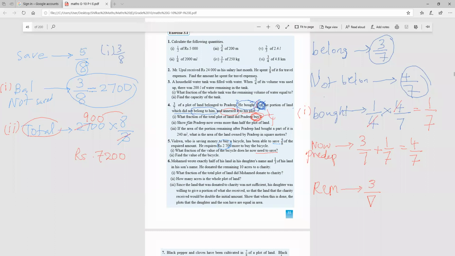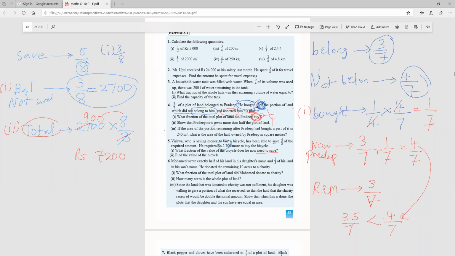Second one: show that Pradeep now owns more than half the plot of land. Out of 7, what is half of the plot of land? Half of 7 is 3.5. Pradeep's portion is 4/7. That is greater, more than half. Pradeep owns 4/7, which is more than half.